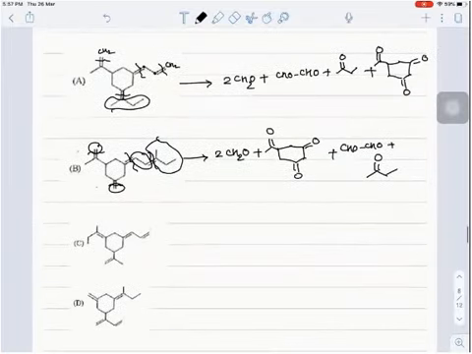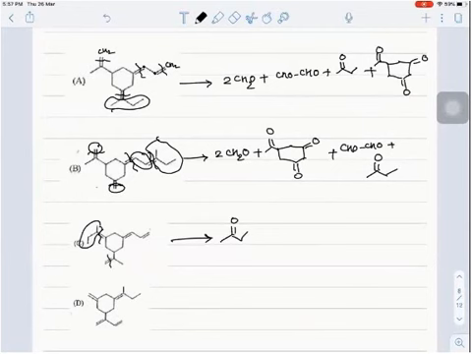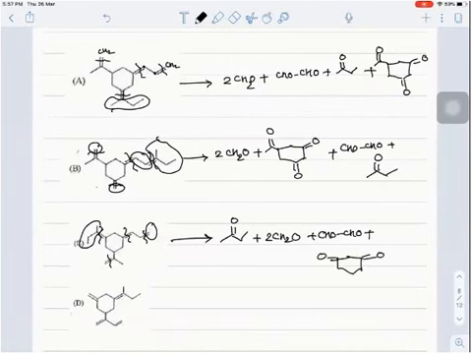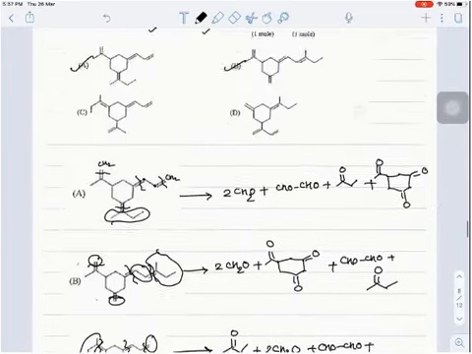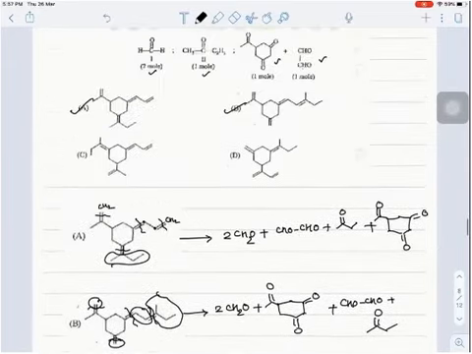Now if we take option C, on ozonolysis this will get converted to butanone. This will get converted to formaldehyde, CH2O. This one also gets converted to CH2O. If we break this bond, this becomes glyoxal, CHO, CHO, plus this will become the 6-membered ring with a double bond here and C double bond O with CH3. So again the required products are formed in this reaction. So ABC is correct here.